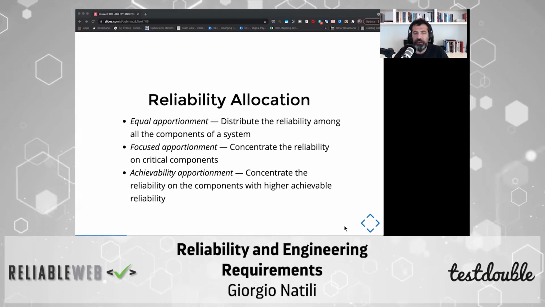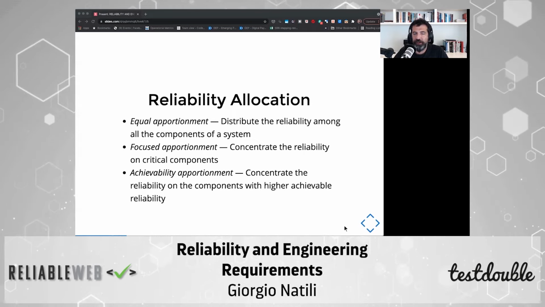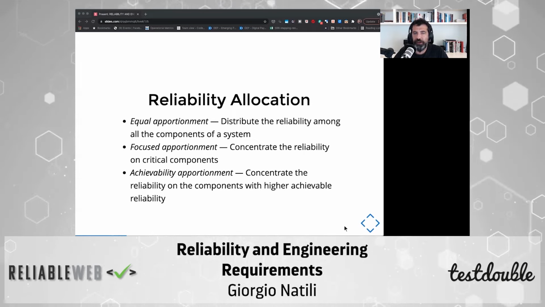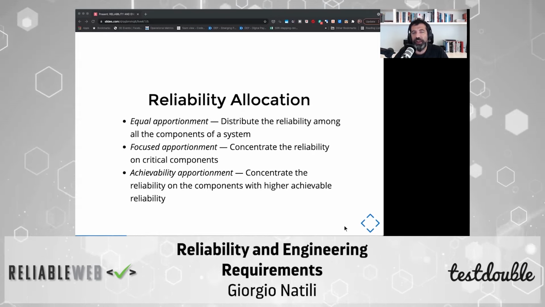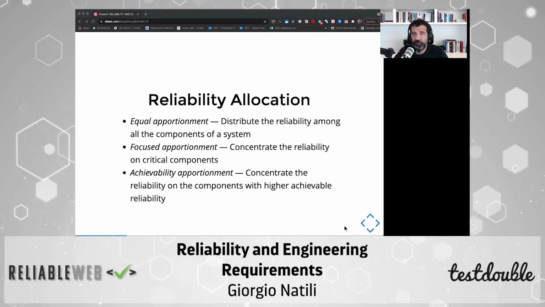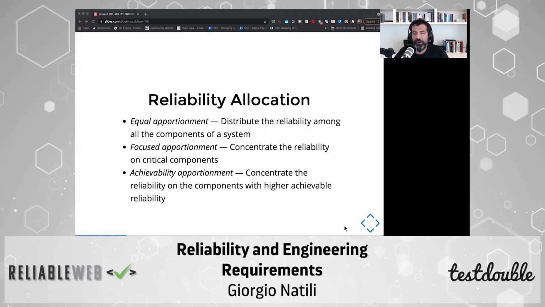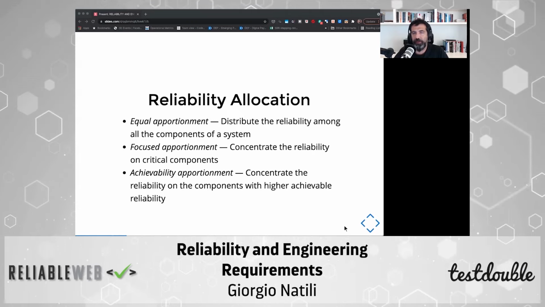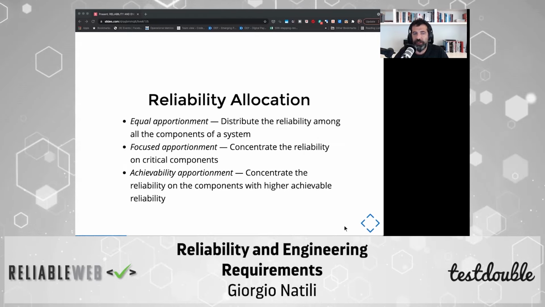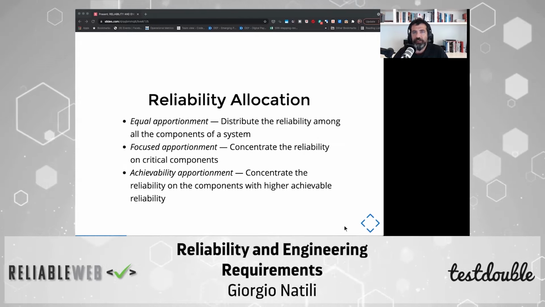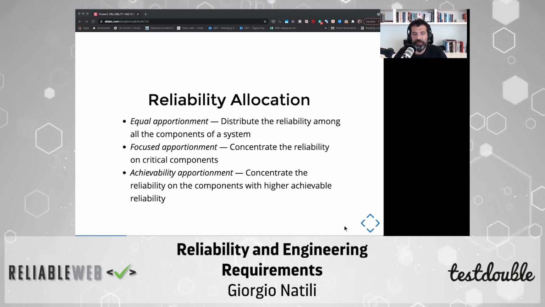When you decide to do an achievability apportionment of the reliability, you concentrate the reliability on the components that can achieve a higher reliability. Let's say that you have a system that has 3 services. One is really easy to make 99.9% reliable, so you focus your attention there, and the others can still contribute to the overall reliability, but will have less impact.